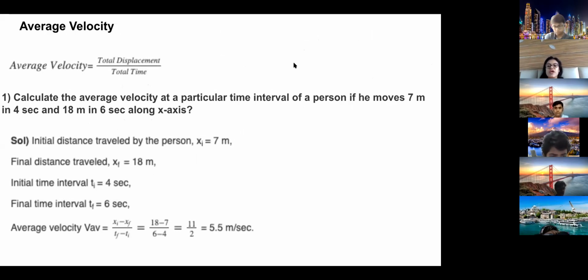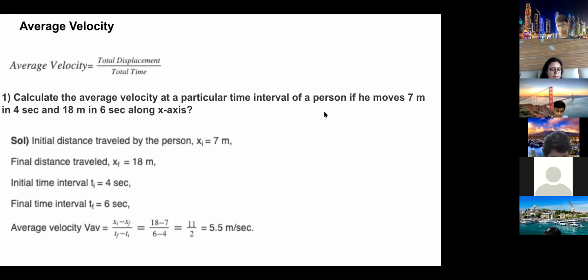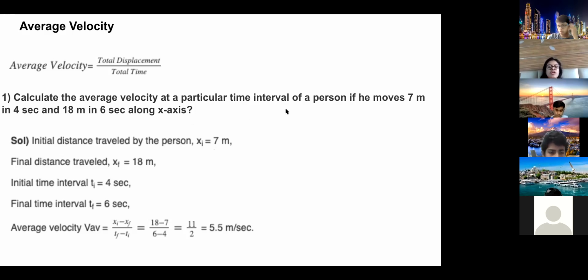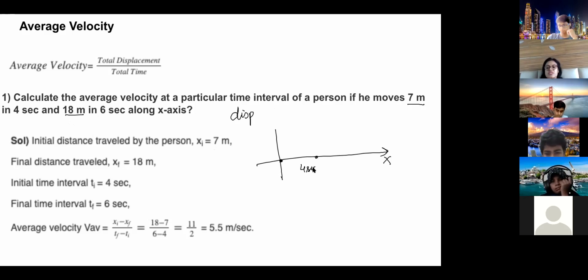So again, you will have to find out the displacement first. The initial position is... 7 meter in 4 seconds. So again, you have to find the displacement in the first case, okay? So it is 7 meter, then 18 meter second displacement in 6 seconds along the x-axis. What is the displacement for the first time? You see, this is the x-axis. So he moves 7 meter in 4 seconds, from here to here in 4 seconds. This is 7 meter. Now after 4 seconds, he reached over here.